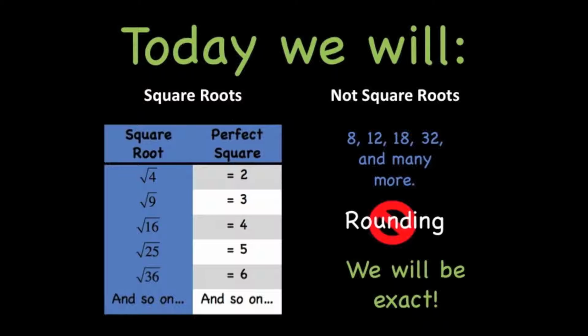You already know how to find the square root of perfect squares like 4, 36, 81, and more, but today we will work on numbers like 12, 32, and others that do not fit on the perfect squares list. Previously, you have likely been asked to round these numbers to so many decimal places, but today we will learn how to keep our answers exact and not use decimals at all.